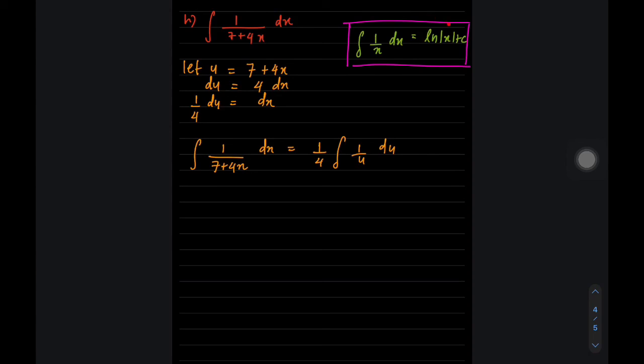When you refer to the list of formula, integrate 1 over x dx, you will get ln modulus of x plus c. 1 over 4 ln u plus c. Change in terms of x, 1 over 4 ln 7 plus 4x plus c. This is your final answer.